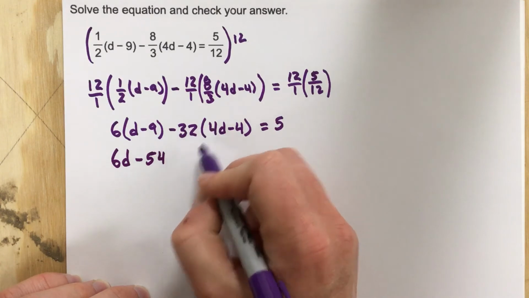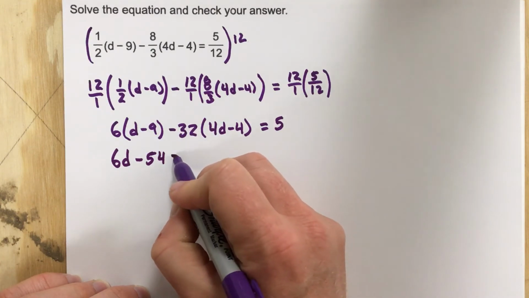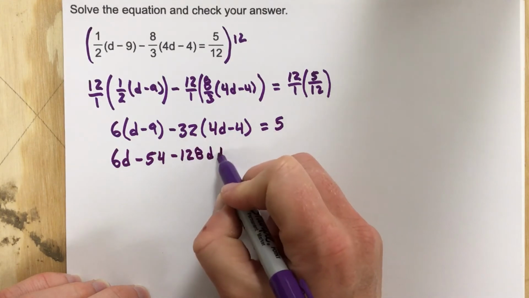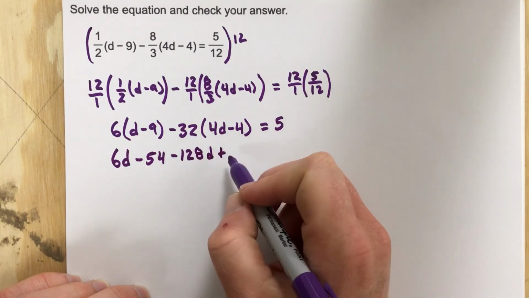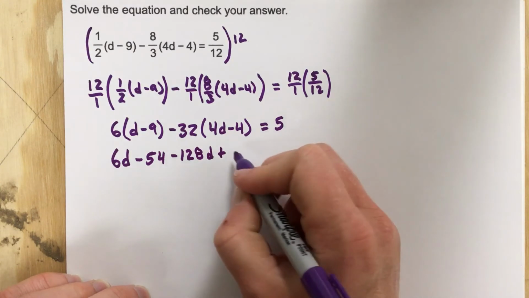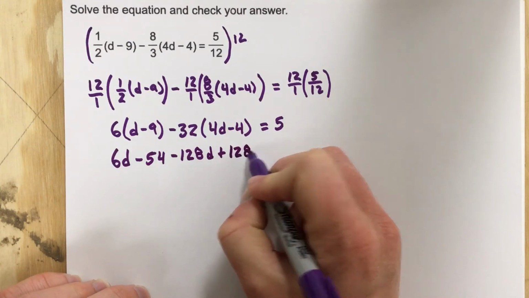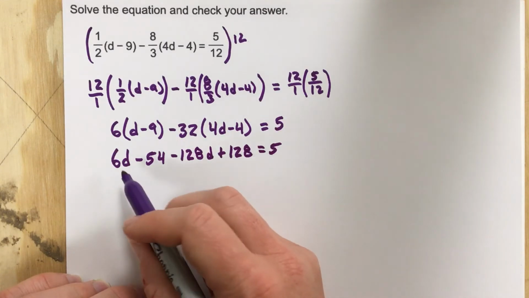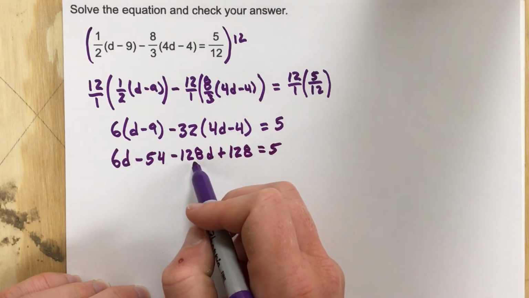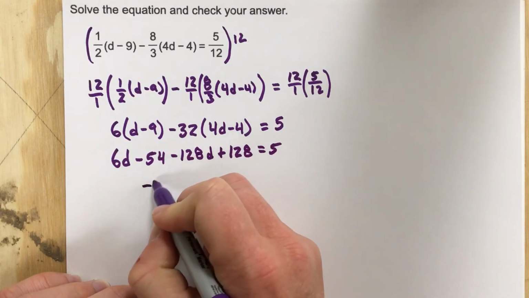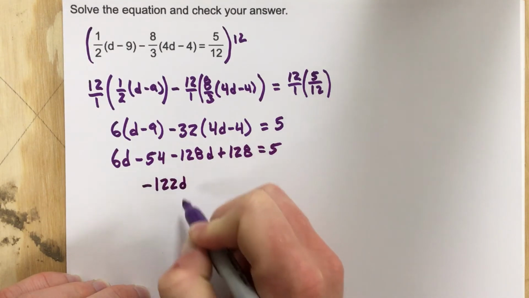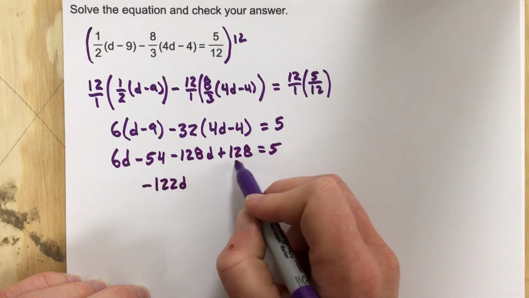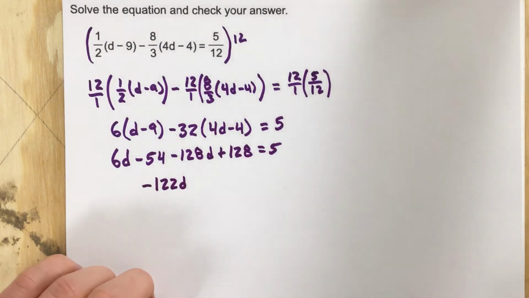Negative 32 times 4, 128, so negative 128d. And then this would be plus 32 times 4, that's again 128, which equals 5. Combine some like terms, so 6d minus 128d, that'll be negative 122d on the far left here, negative 54 and 128. Let's see.